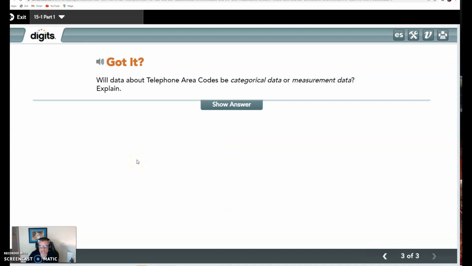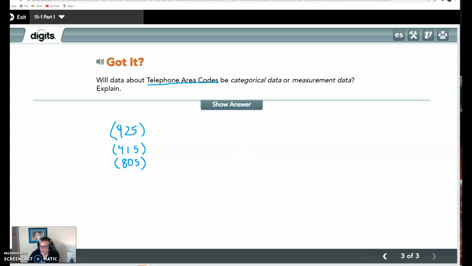Will data about telephone area codes be categorical or measurement? So telephone area codes. We live in the 925, right? If you're in San Francisco, you're in the 415. If you are in the Central Coast, where my in-laws live, you're in the 805. Again, these are numbers, but they're not measuring anything, right? They're just numbers being used for names.